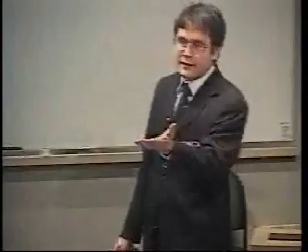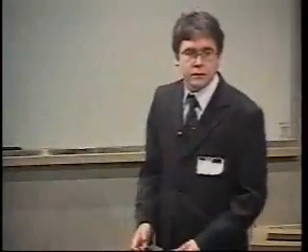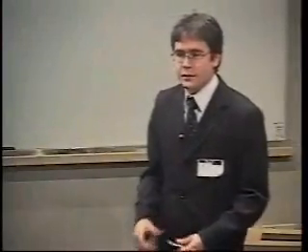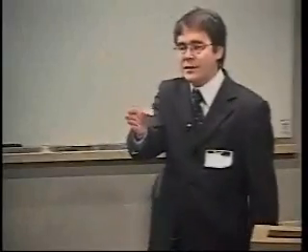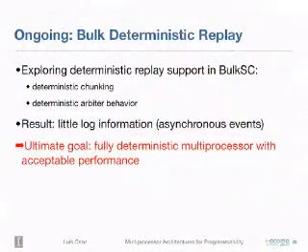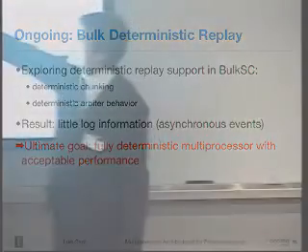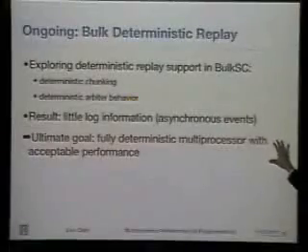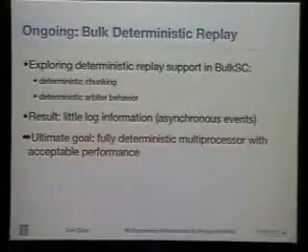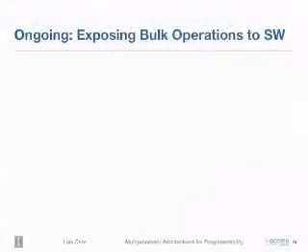Right. But exactly, so in this... With the chunks. Right. That's right. So all this information that you mentioned is implicit if you obey these two things. You don't have to log it at all. So the ultimate goal here is to have a fully deterministic multiprocessor with acceptable performance. This is a little ambitious, but it is a long-term goal, and this is part of my future work. Yeah. It takes care of the repro problem.